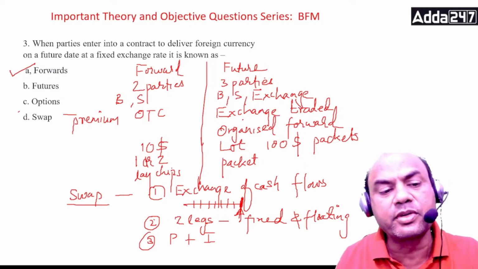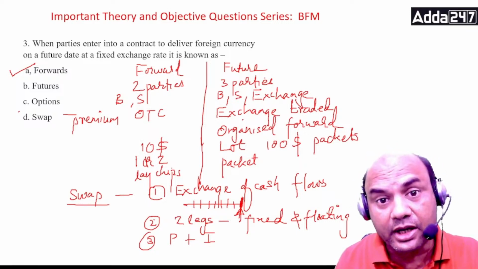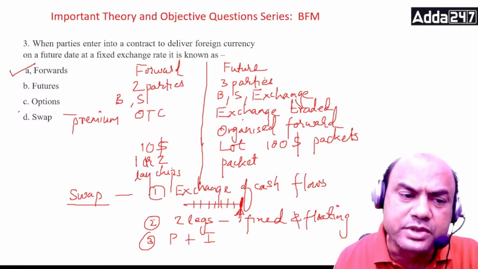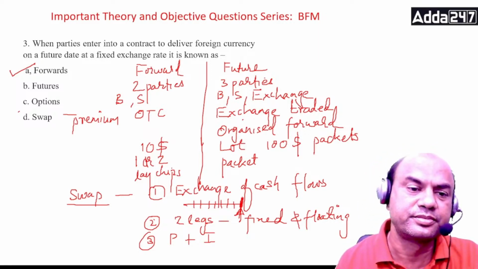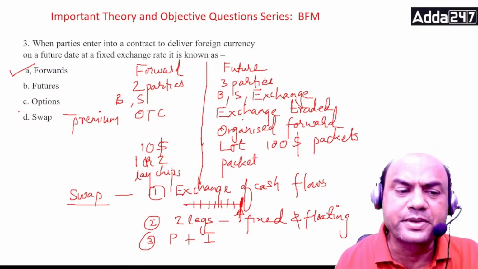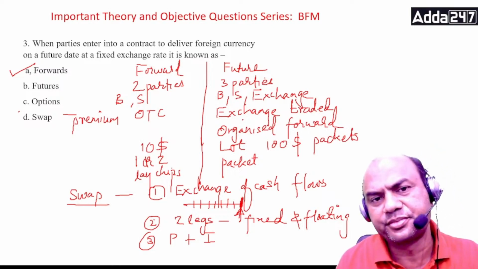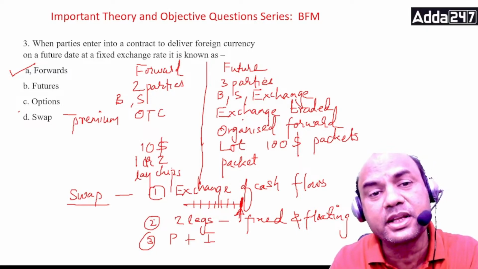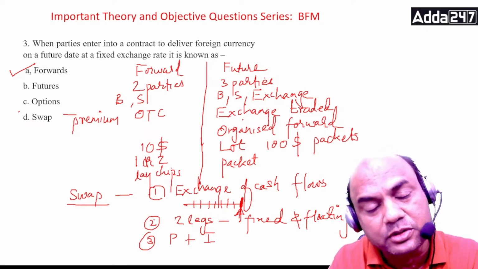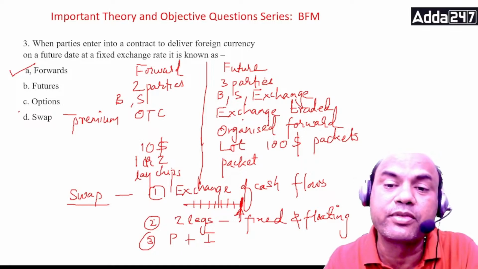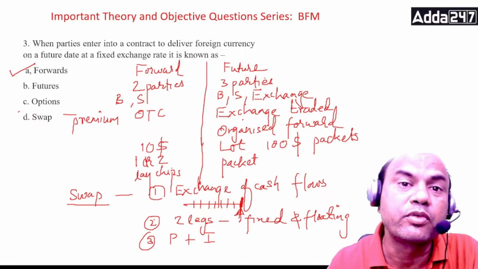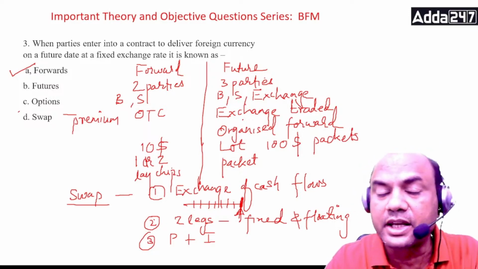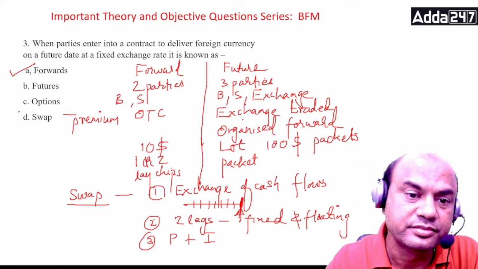Now what is the difference between forward and future? Let me explain that first. Because even future can be the answer, to be frank. Options are basically premium based. But somewhere if it is an in the money option, then that can also be the answer. That's why, see, our BFM is confusing. Why? Because all the derivatives can be the answer. But we want to find the nearest one. Nearest one is forward.